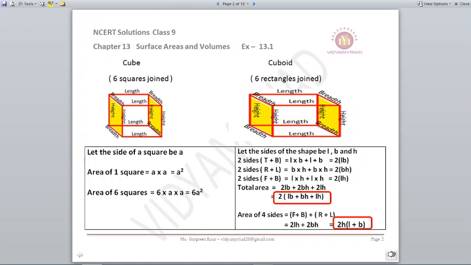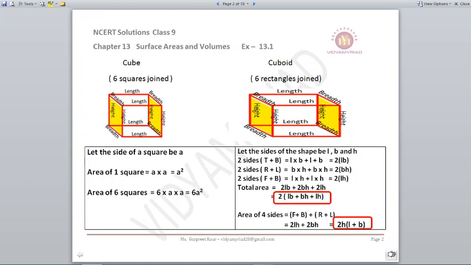In the same way, if I want to know more about the cuboid: a cuboid is made up of rectangles. There are 6 rectangles which we join together. In that shape, you have length, breadth and height. Your top and bottom are the same, your right and left are the same, and your front and back are the same. So there are 2 sides each of length, breadth and height.